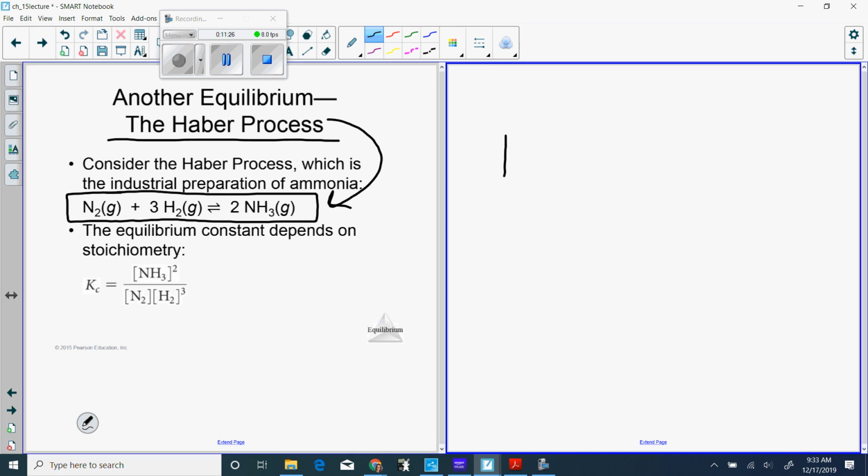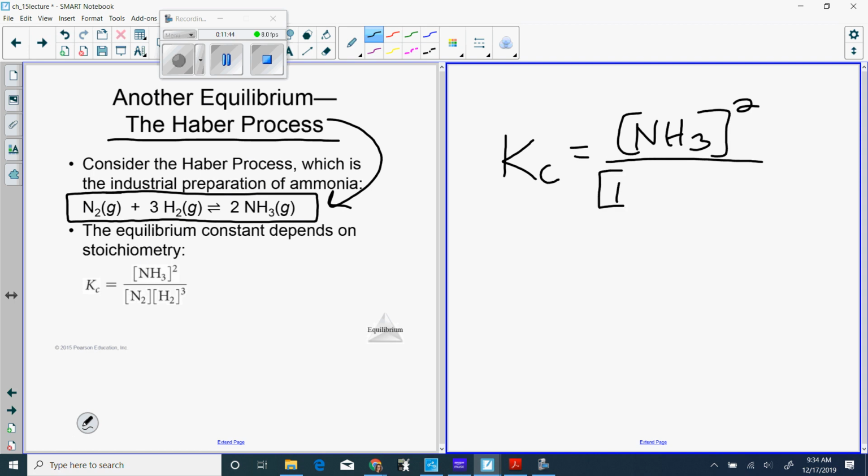Let's practice writing our K equation. I'm going to pretend it's molarities just because brackets are easier than P's to me. So we take our products. So I would take my NH3 over our reactants, and any coefficient becomes an exponent. I don't write ones, but you're not wrong if you do. So you could write a power of 1 if you wanted to. I just don't.